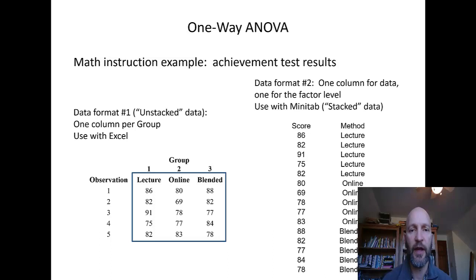An alternative to that is what we call stacked data, and this is what is preferable to use in Minitab, although Minitab can use unstacked data as well. We'll have 2 columns: the score, that's the score on the test, and then method is a categorical variable that tells us how the student was taught.